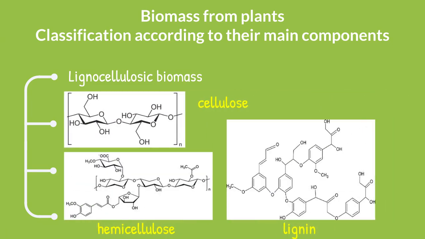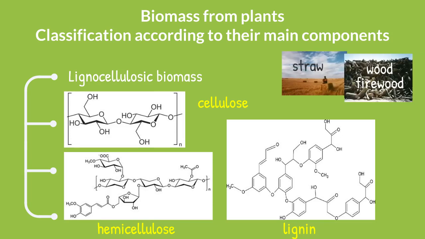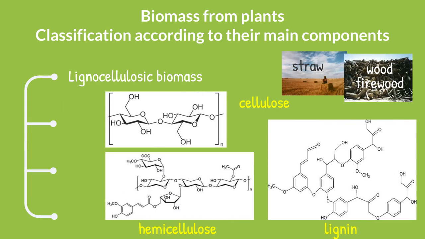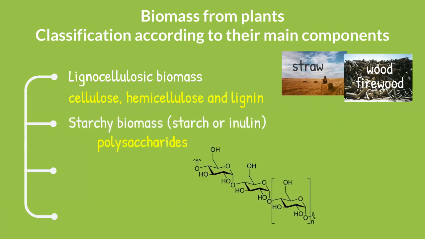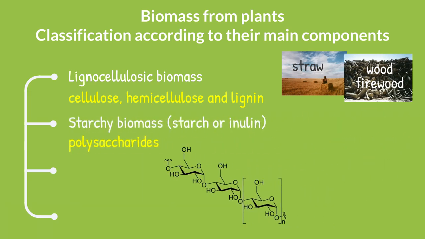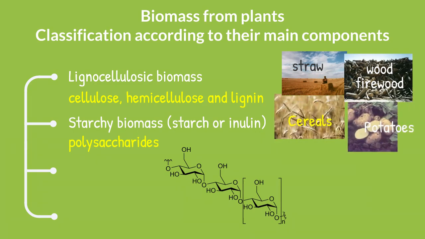Cellulose, hemicellulose, and lignin predominate in lignocellulosic materials. Within this group are straw, wood, and firewood. After drying and resizing, they can be used directly in combustion processes. We call starchy biomass plants with a predominance of reserve polysaccharides such as starch or inulin. Within this group, there are cereals and potatoes.